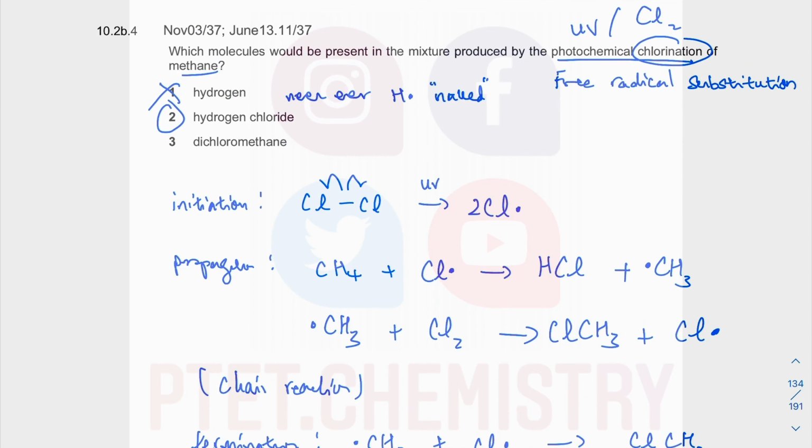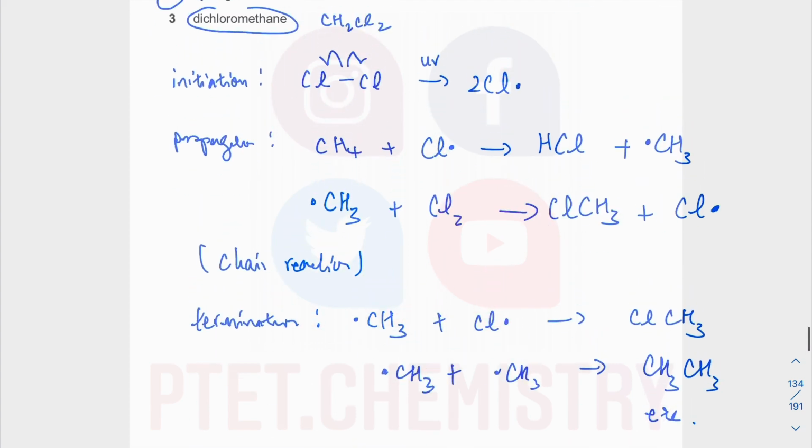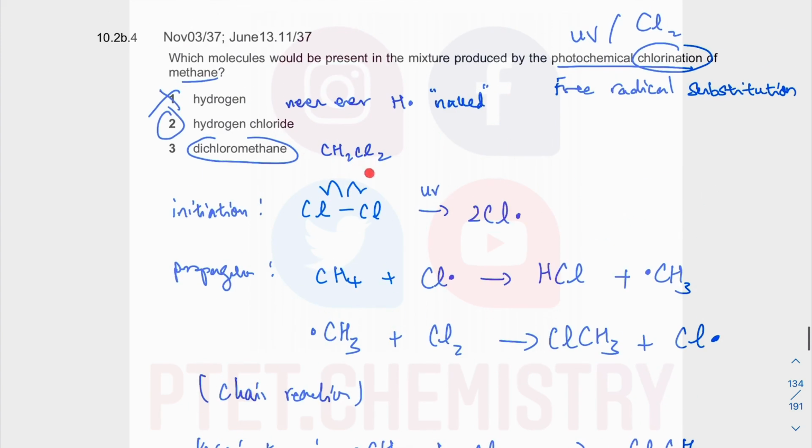2 is correct, 1 is wrong. This is dichloromethane, so this is CH2Cl2. I have done one single substitution. If you react this and take out another H, you lose another H, and then you have a radical. Then you attack another chlorine, you will have 2 chlorine and 2 hydrogen. That's how you get dichloromethane. I leave that as a practice for you, to try and balance the equation and practice your mechanism.